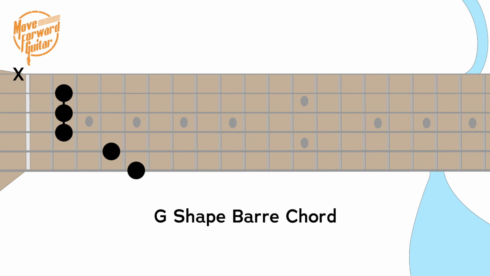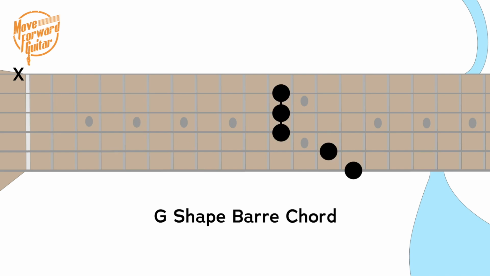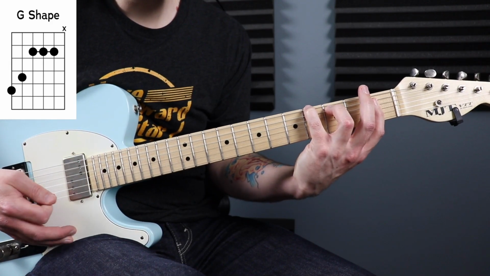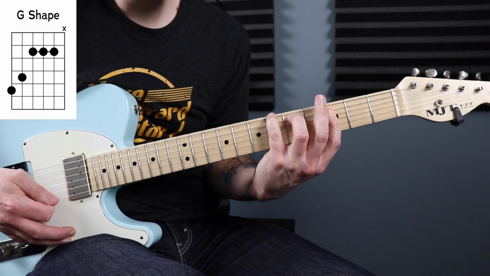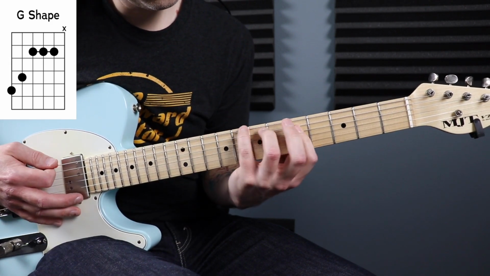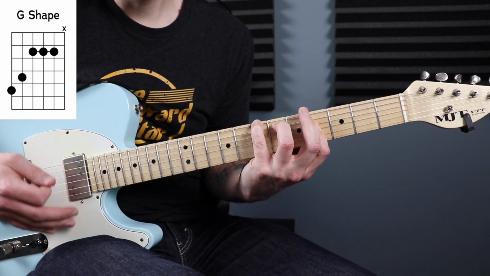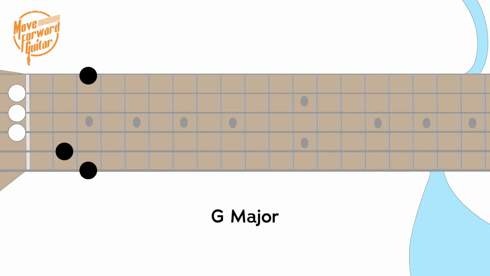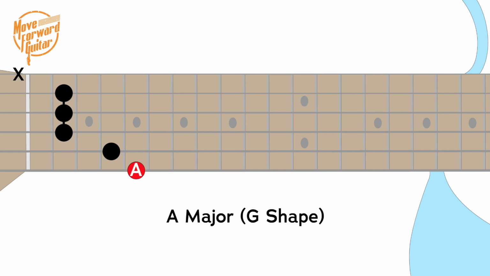So now again, I can move this anywhere up and down the fretboard. The shape stays the same. I'm playing a G-shaped bar chord, but when I move it, I'm no longer playing a G major chord. And then again, to know what chord I'm playing when I move it, the lowest note in this shape is the root. And since when you're playing the open chord, that's a G note, this is a G major chord.